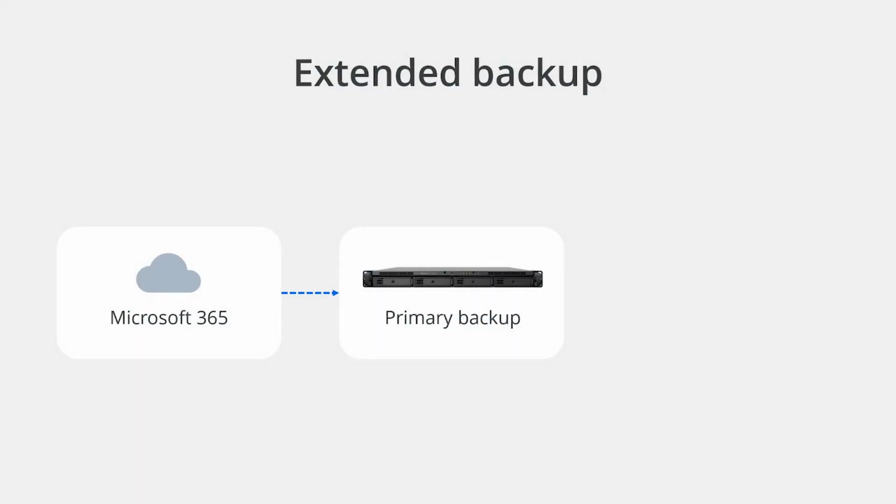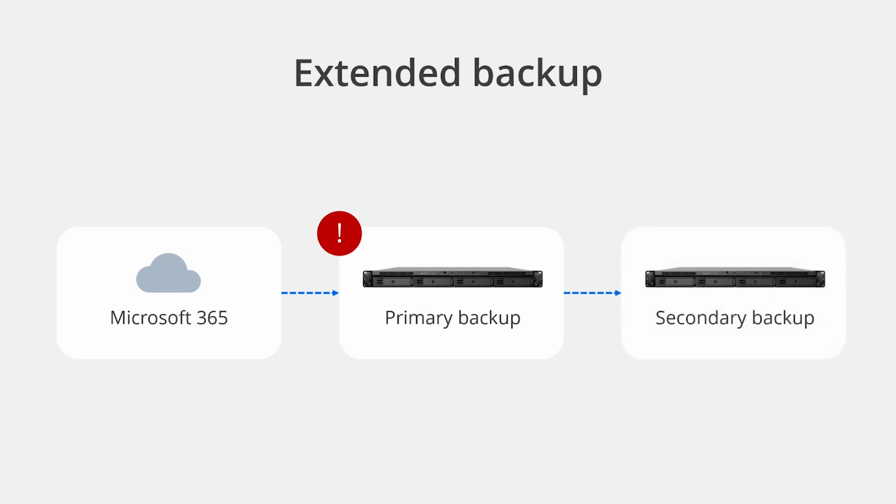Okay, so we've got our backup task set up, and we can recover our data. But what happens if our primary backup goes down? We should set up a secondary offsite backup to protect against floods, earthquakes, tornadoes, or even just damage to the primary device that requires downtime.